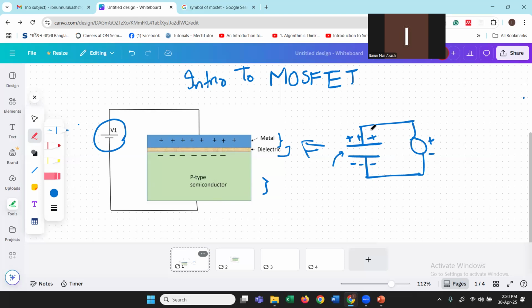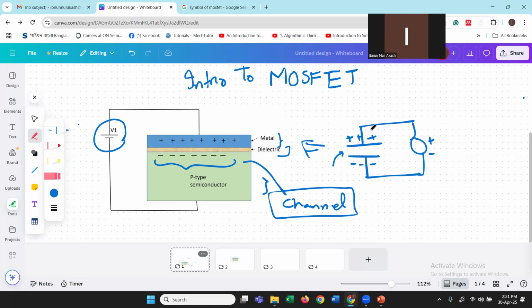As a result, the positive charges will be accumulated on the metallic surface, and the negative charges, meaning the free electrons, will be accumulated on the surface of the p-type semiconductor. And these free electrons have a special name. These electrons are called the channel. This term is quite important throughout the theory of the MOSFET.